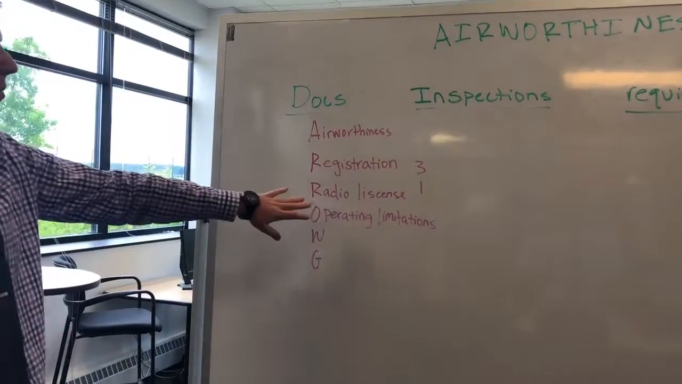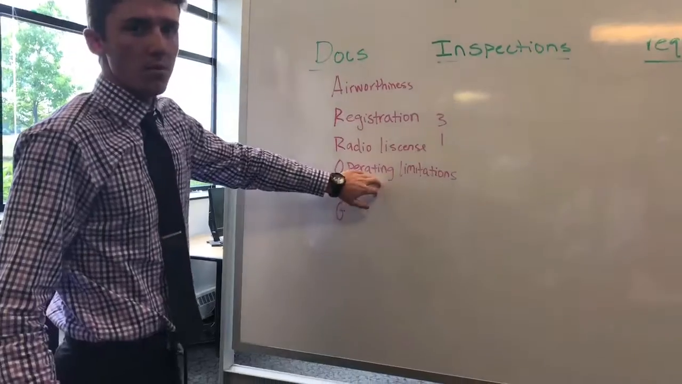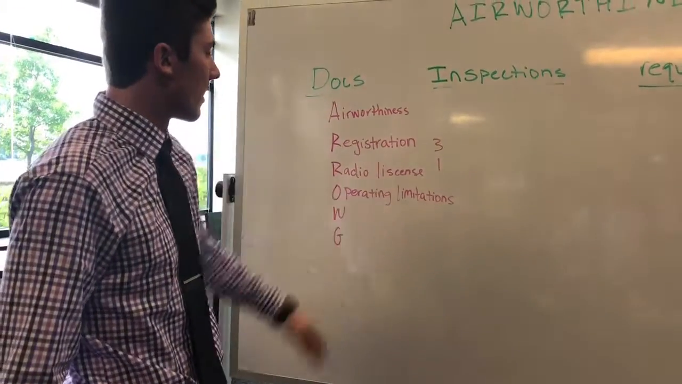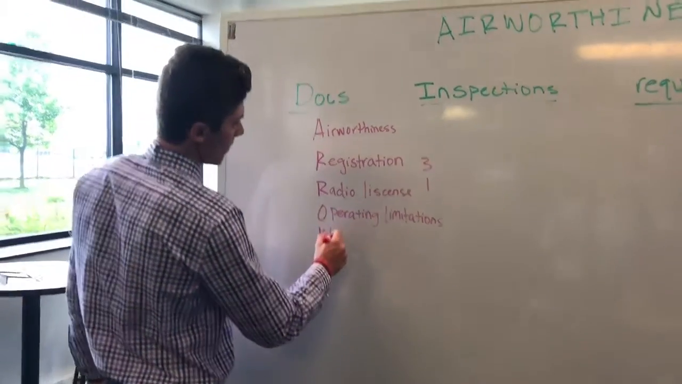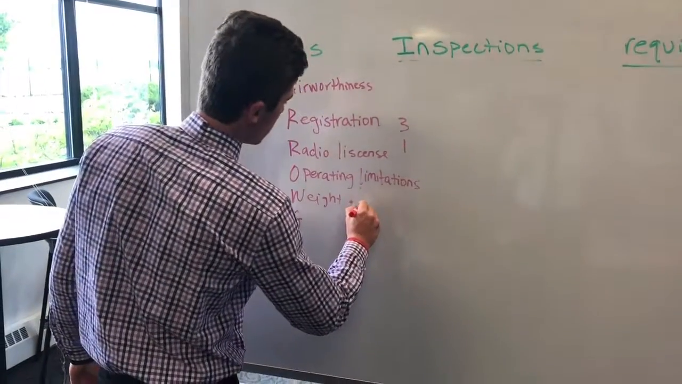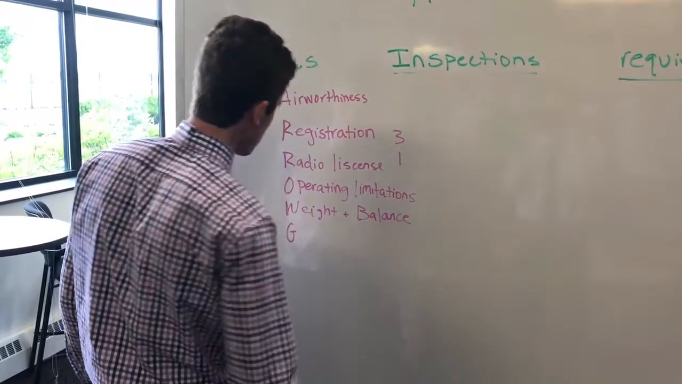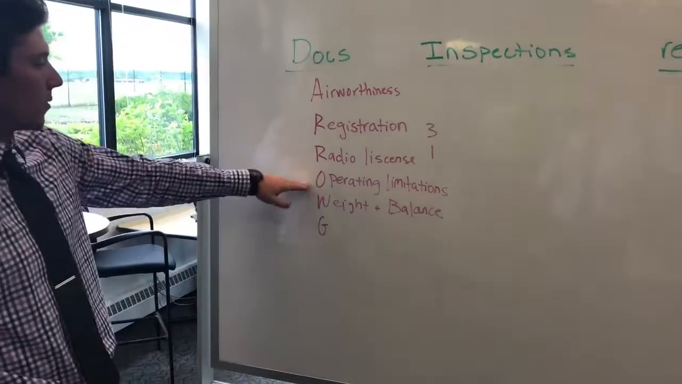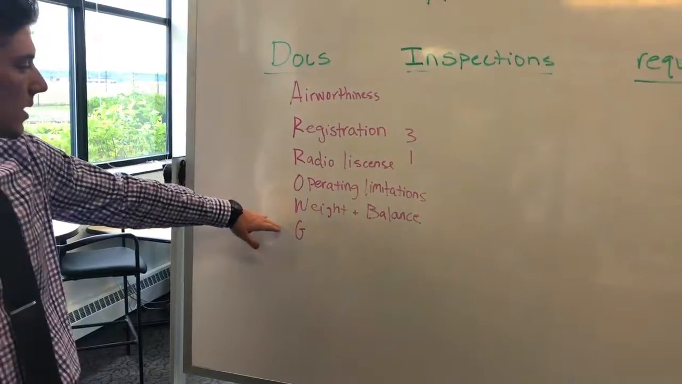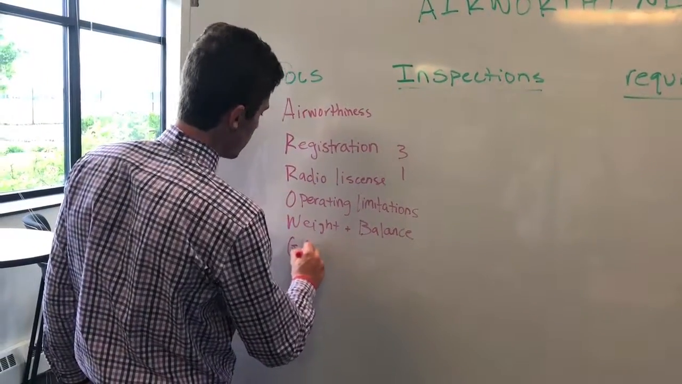Operating limitations or the POH, you need to have that on board, or you can have an approved flight manual from the FAA. Need weight and balance. That would most likely be in your POH. And then our last thing is going to be our G1000 reference guide.